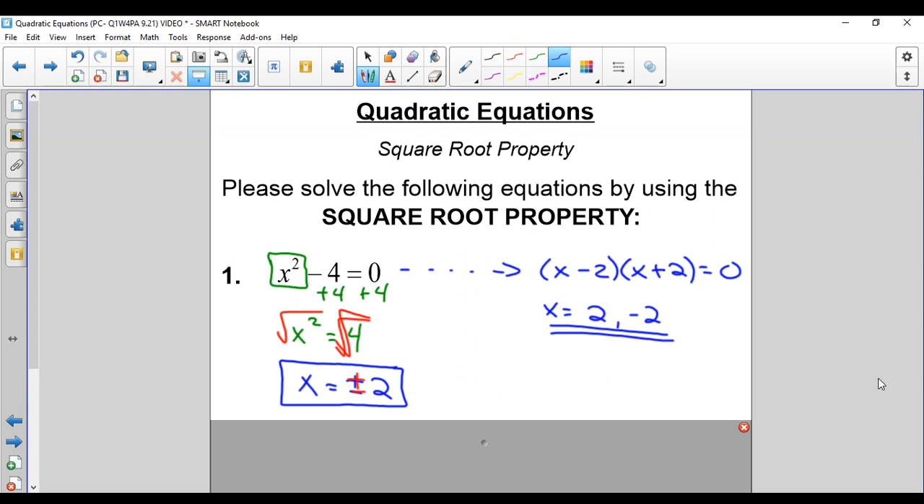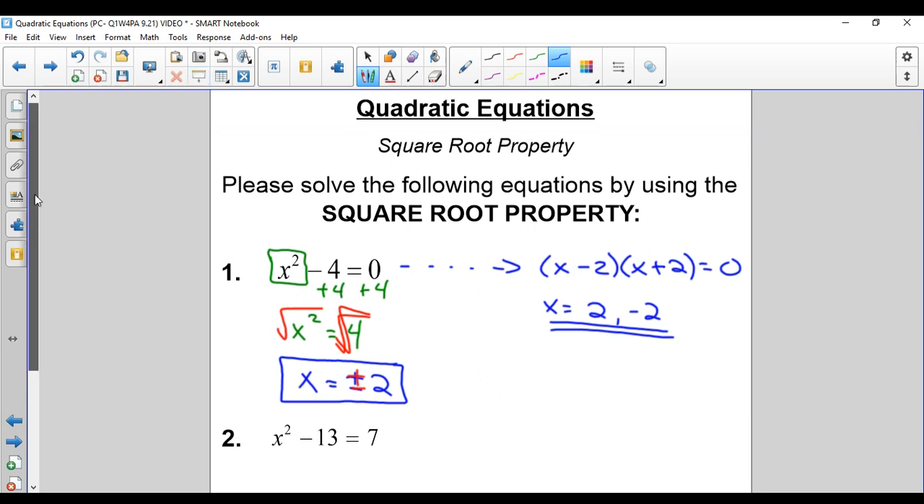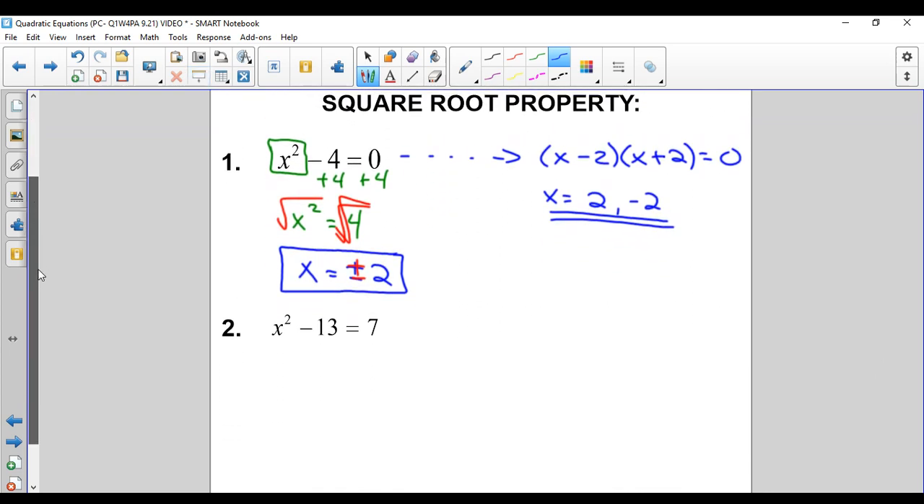Second one, just building these up a little bit. Get the x squared by itself. So all we need to do is add 13 to both sides. We got x squared equals 20. Square root both sides. We got x equals plus or minus radical 20.